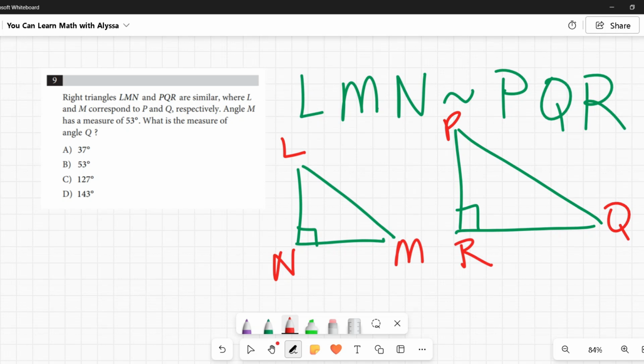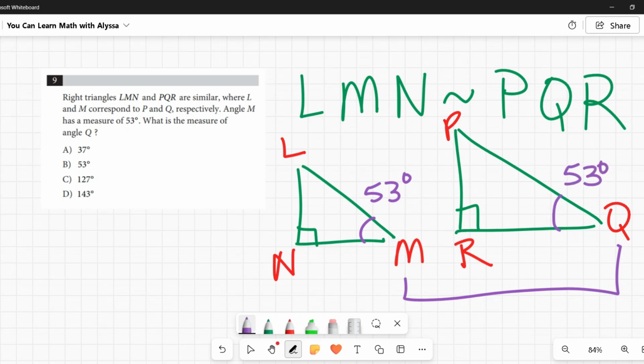Then we're told that angle M has a measure of 53 degrees. What is the measure of angle Q? Well, we were just told that M corresponds to Q, so in similar triangles and similar shapes, the angles are congruent, not the sides. The sides are proportional. The angles are congruent. So if M is 53 degrees, then Q, the corresponding angle in the similar triangle, must also be 53 degrees.